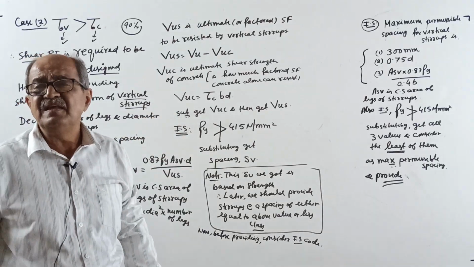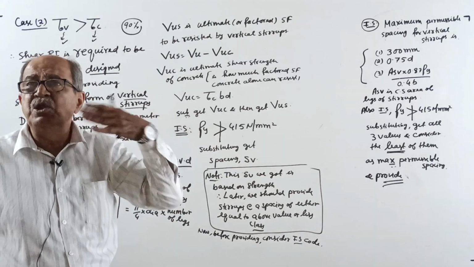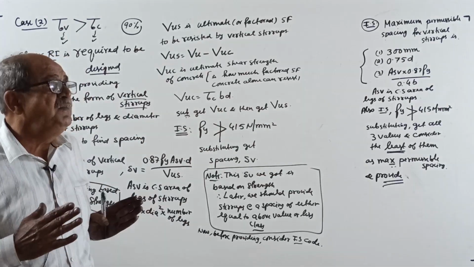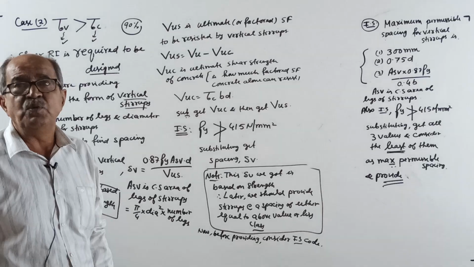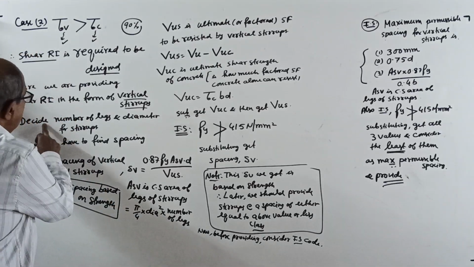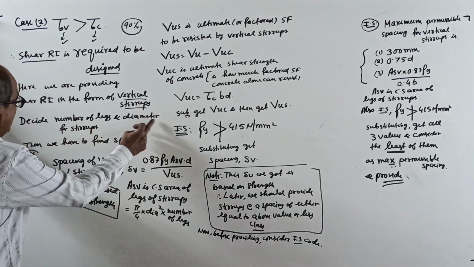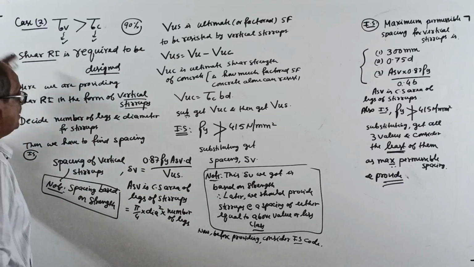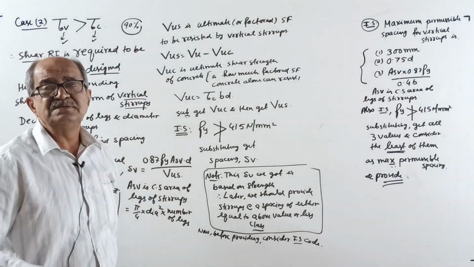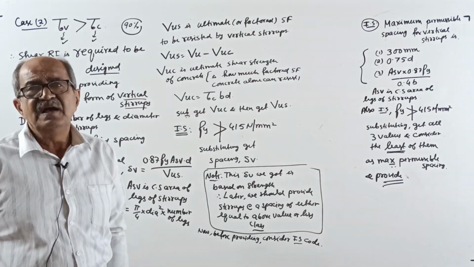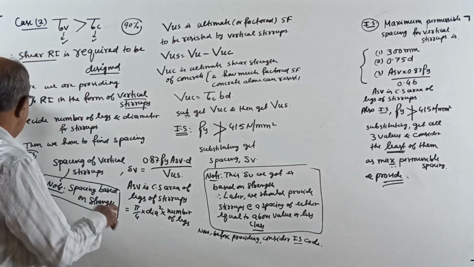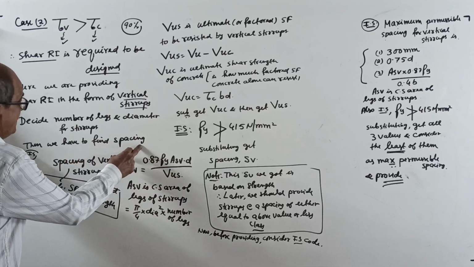After this is completely over, I will tell what to do if inclined bars are there, in the second round, that is class number 3 and 4. Decide the number of legs and diameter of the stirrup. What diameter is considered and how many legs are considered, I will explain in the numericals. Then we have to find spacing.